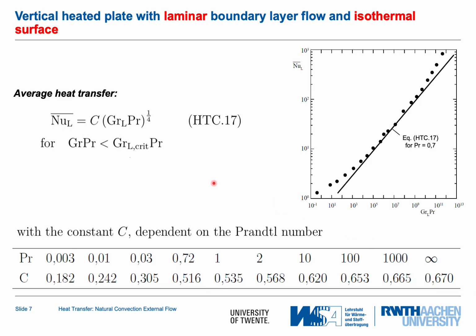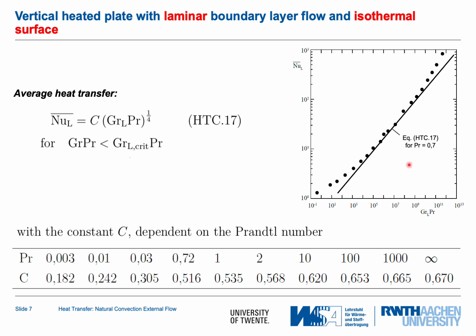If we now integrate this expression over the length of the plate, then we obtain the average value of the Nusselt number, and this can be written as a constant times Grashof Prandtl based on L to the power 1 over 4, and that's again the same power. This expression will only hold for Grashof numbers or Rayleigh numbers below a certain critical number, and that is of course because we're here looking at the laminar flow. The constant C depends on the Prandtl number, and here are a number of values given. C ranges from something like 0.2 to 0.7 for the entire range of Prandtl numbers.